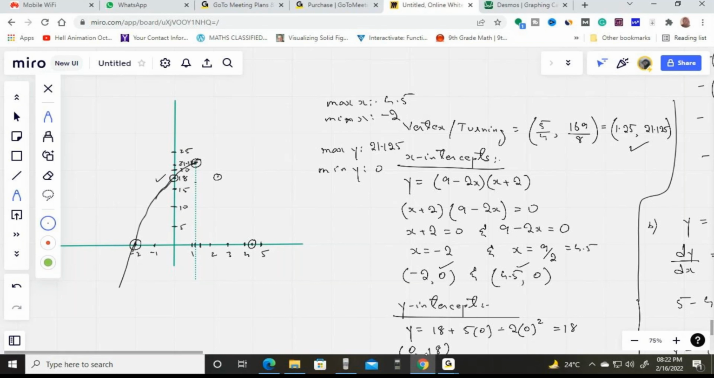And you can confirm this curve if you want to, just for confirmation. See, these are the x-intercepts, okay? That's your y-intercept, 0, 18, and this is your turning point or vertex. I hope it's clear now.